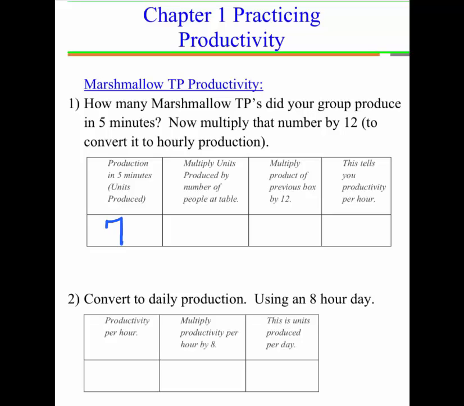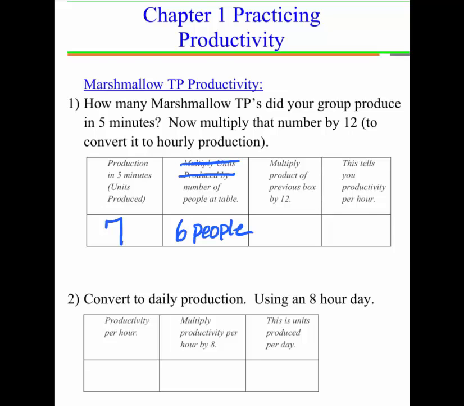Next, we're going to move to this next box over here, and you notice that the box says multiply units produced by the number of people at the table. Well, this is the first time I've done this exercise, and I kind of made this up as I was preparing for the exercise. And probably this box should have just been labeled number of people at the table. So we're going to just line through this and just have number of people at the table. And let's just say that at my table I had 6 people. So I'm just going to write here 6 people.